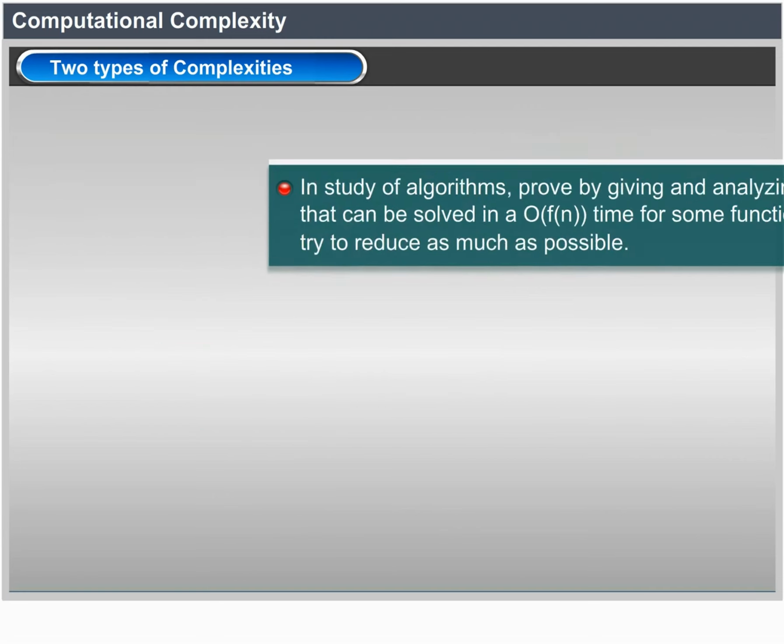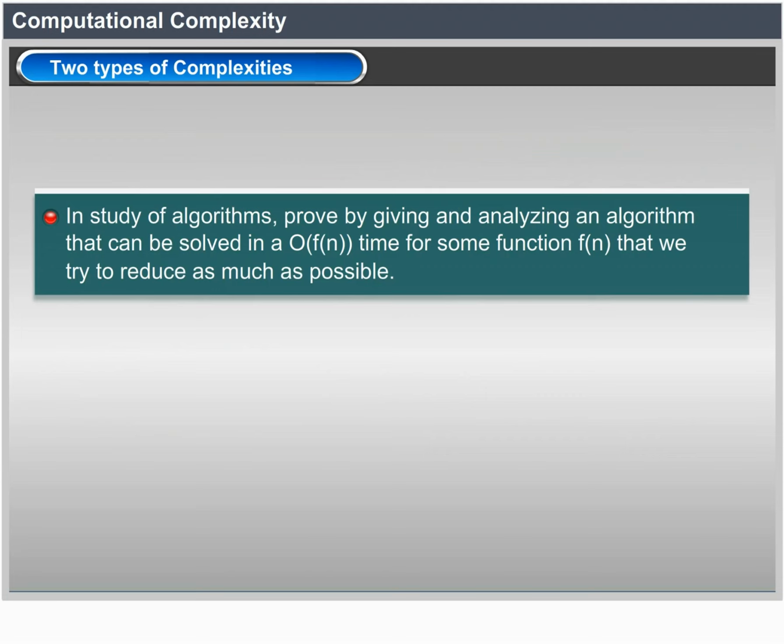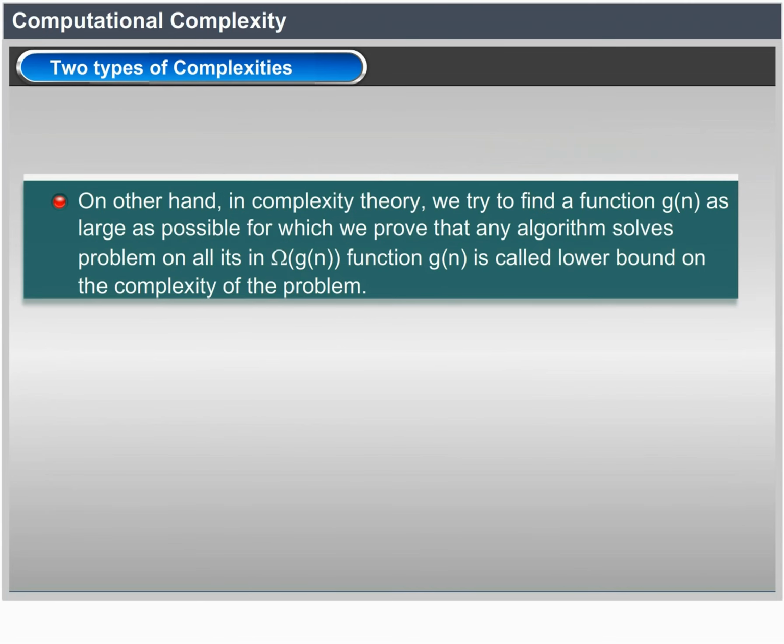In the study of algorithms, we prove by giving and analyzing an algorithm that a problem can be solved in big O of f of n time, for some function f of n that we try to reduce as much as possible. On the other hand, in complexity theory, we try to find a function g of n as large as possible for which we prove that any algorithm solving the problem on all inputs is in big omega of g of n. G of n is called a lower bound and the complexity of the problem.